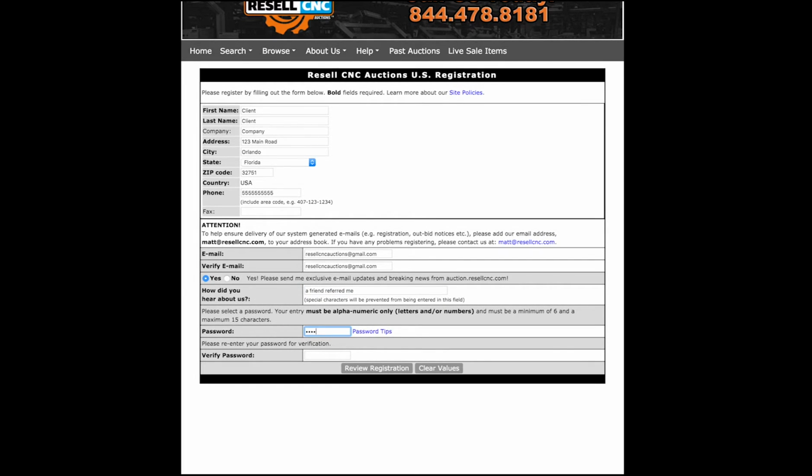Choose a password. Remember, the password must contain only letters and/or numbers and must be a minimum of 6 and a maximum of 15 characters. Retype your password for verification. Once done, click on Review Registration.